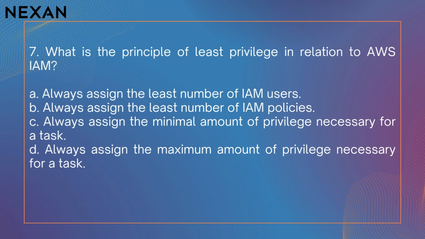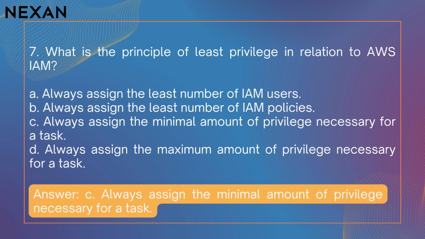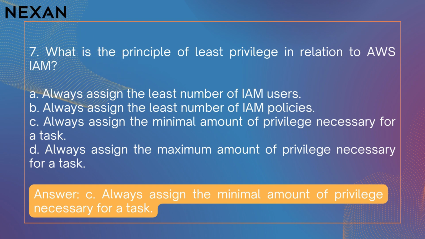7. What is the principle of least privilege in relation to AWS IAM? A. Always assign the least number of IAM users. B. Always assign the least number of IAM policies. C. Always assign the minimal amount of privilege necessary for a task. D. Always assign the maximum amount of privilege necessary for a task. Answer: C. Always assign the minimal amount of privilege necessary for a task.